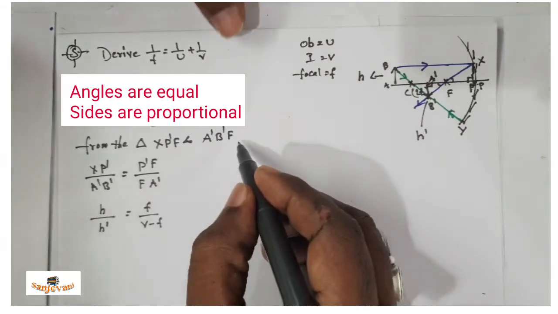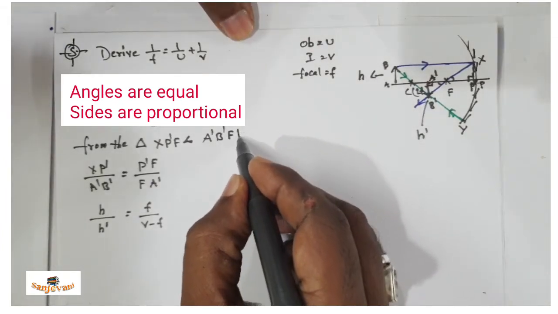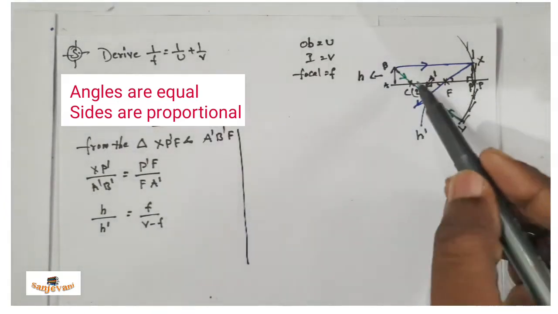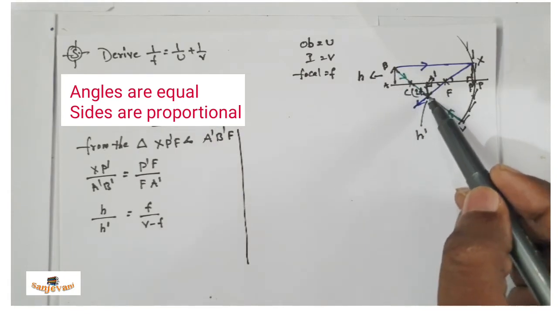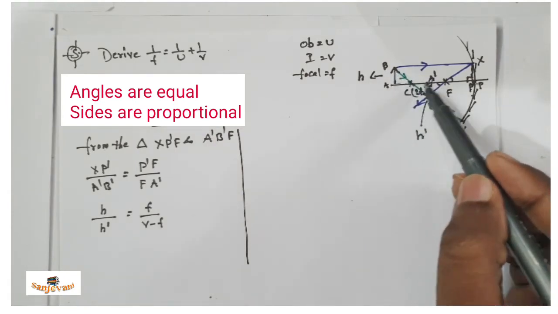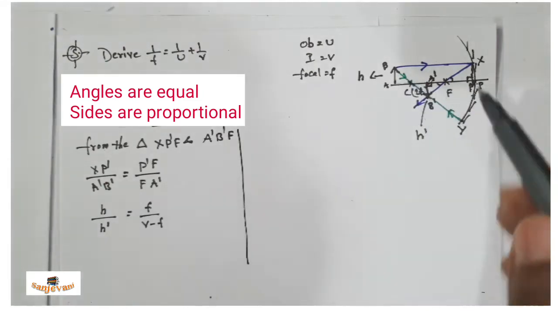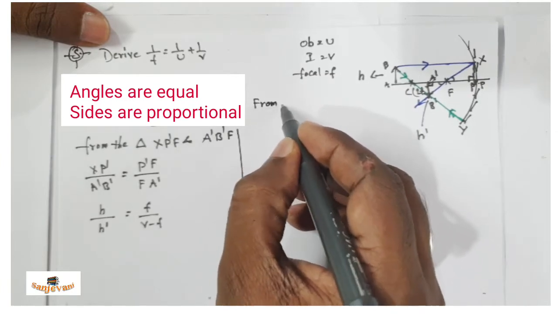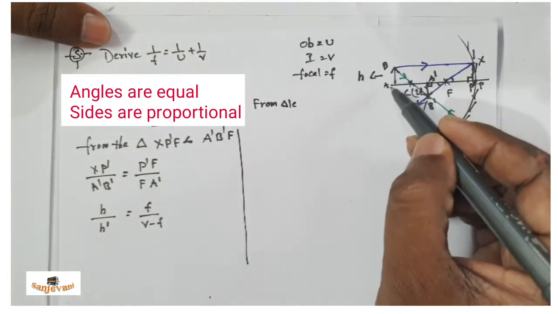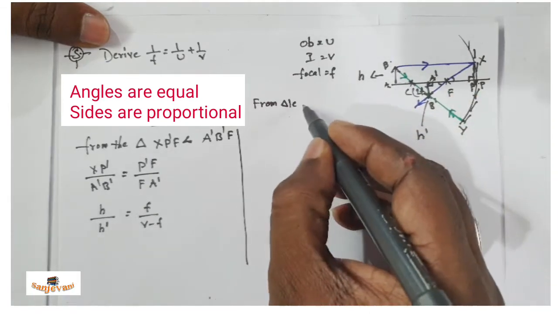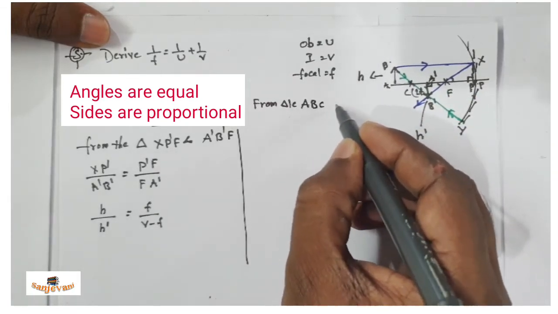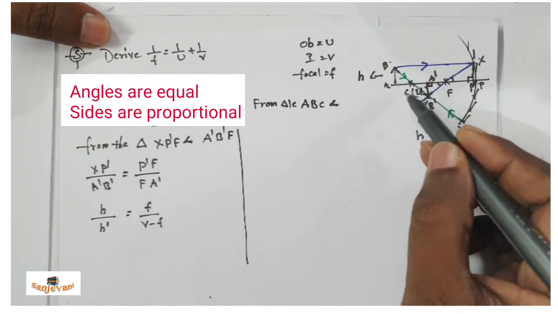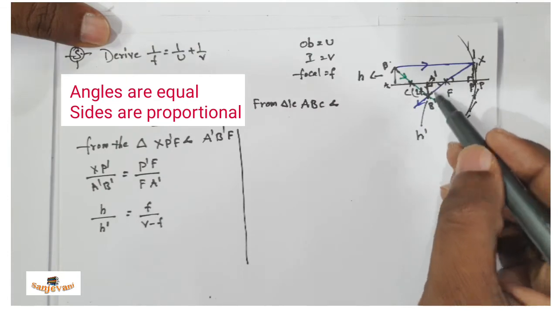Now let me draw a margin here. Right. Now we will focus on some other triangles here. If you observe this path, here also we got two triangles. Have you observed? Let me name the two triangles. From the triangles, what is the triangle here? ABC. And what is the other triangle here we got? A dash B dash C.